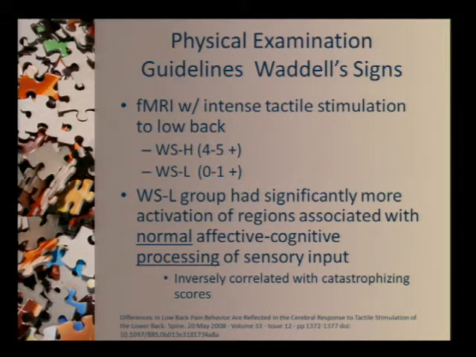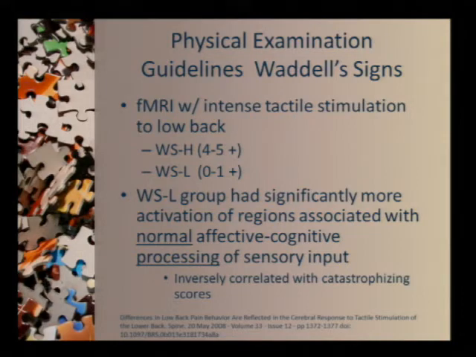Then they subjected them to this intense tactile stimulation, which was basically like an MRI-compatible TENS unit. And they cranked that TENS unit up just shy of pain. So it was intense, but the patients didn't say it was actually painful.